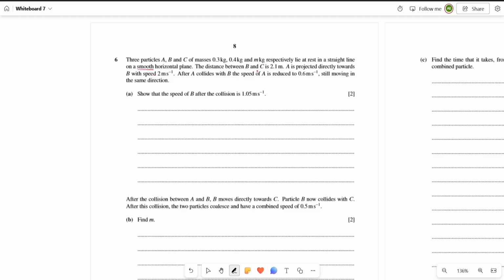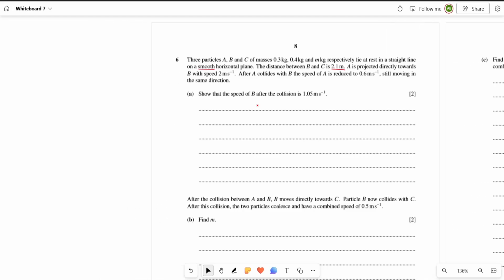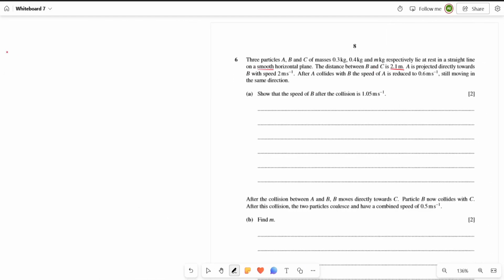The distance between B and C, the last 2 particles, is 2.1 meters, and A is projected directly towards B with a speed of 2 meters per second. After A collides with B, the speed of A is reduced to 0.6, still moving in the same direction. Show that the speed of B after the collision is this. So this looks like a momentum question, and in momentum we have the law of conservation of momentum equation that we will use, and I'm going to show you. But first let me tell you what the question is talking about.